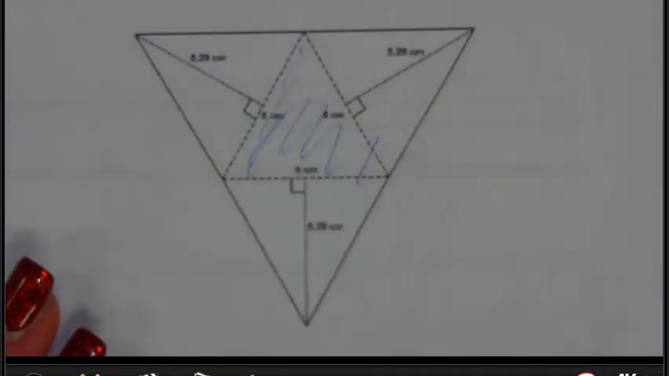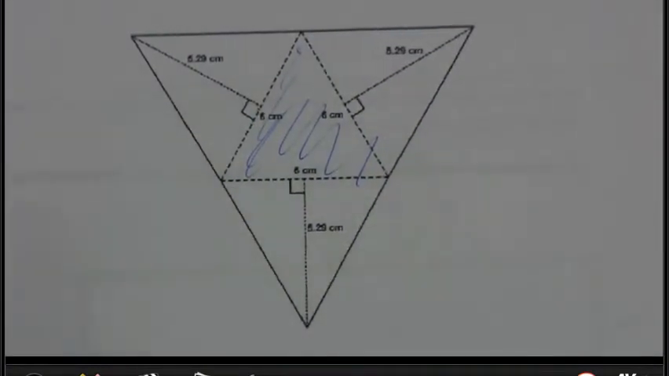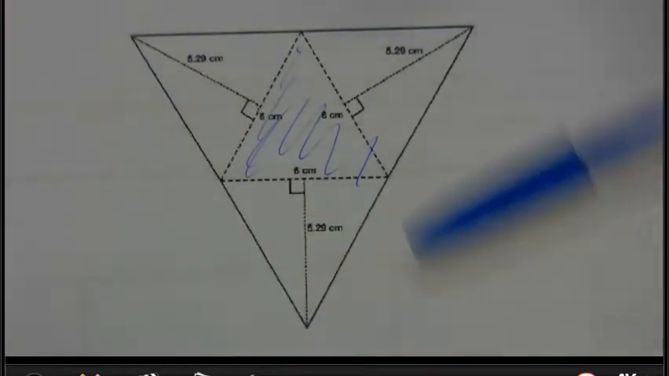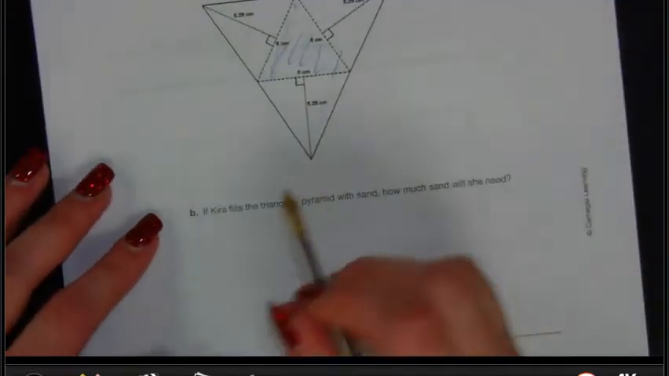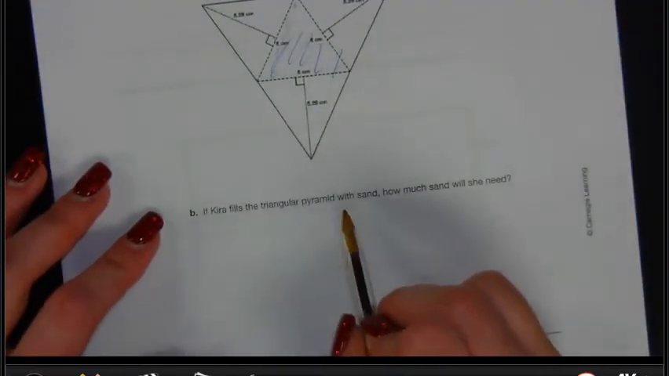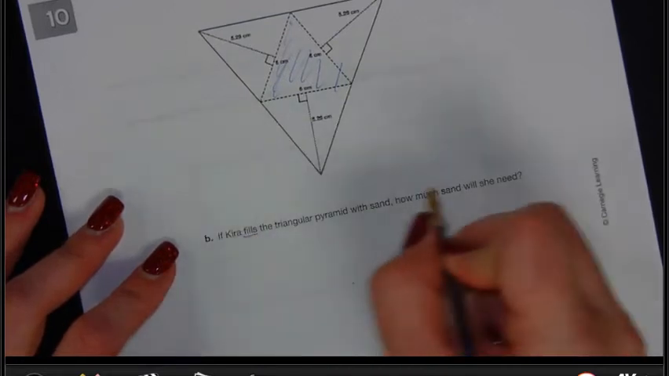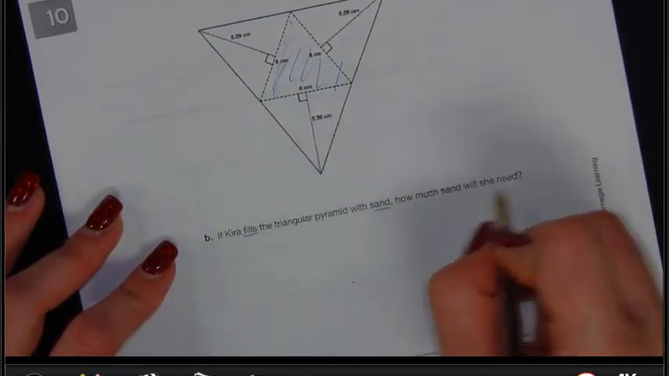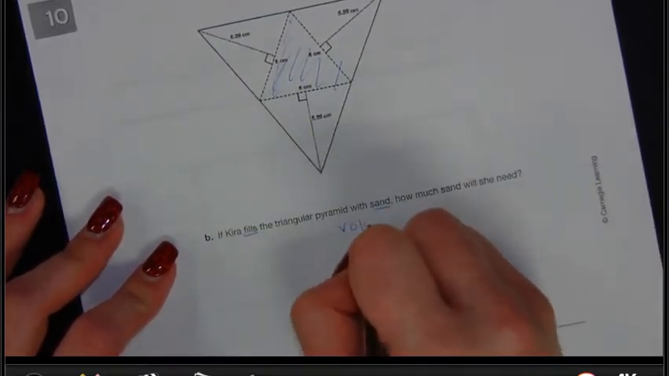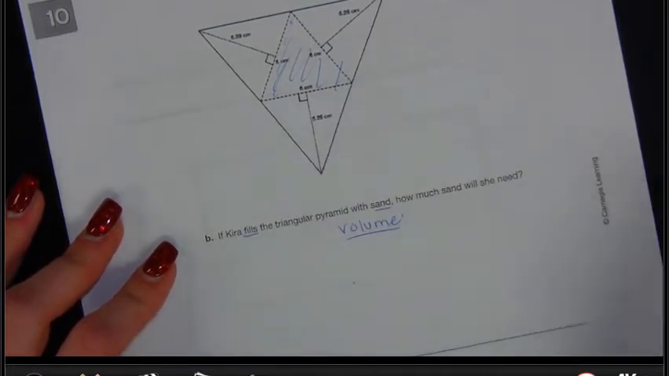Oh, sorry. By the way, for those of you, if you're looking at the book, you do not have this. If you want to go ahead and pause your screen, so then you can copy down the net, so you have that. All right, looking down at letter B. If Kiara fills the triangular pyramid with sand, so look, I'm filling something with sand, so an object, how much sand will I need? So I need to find the volume of my triangular pyramid.